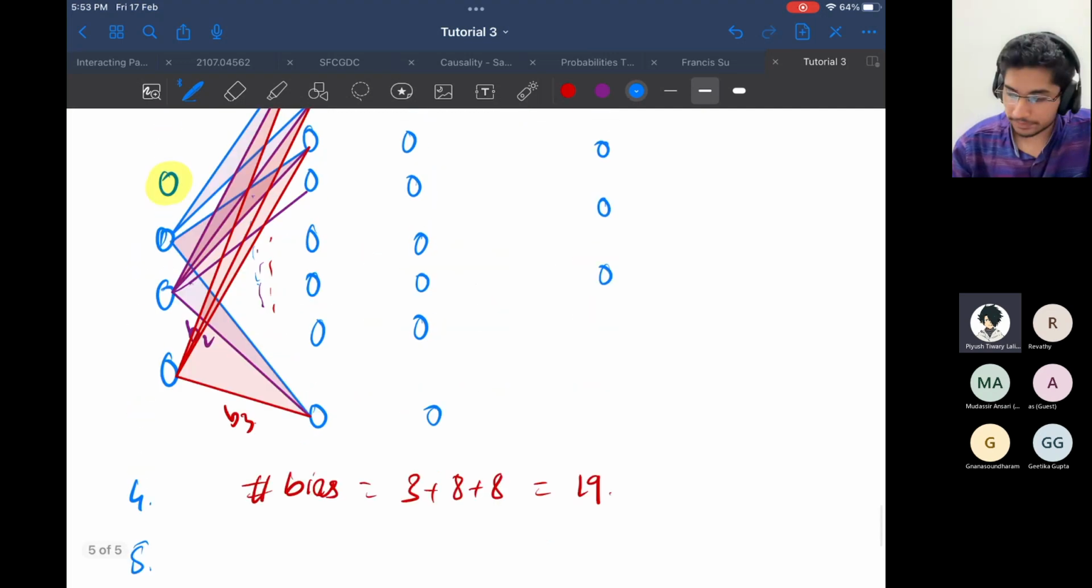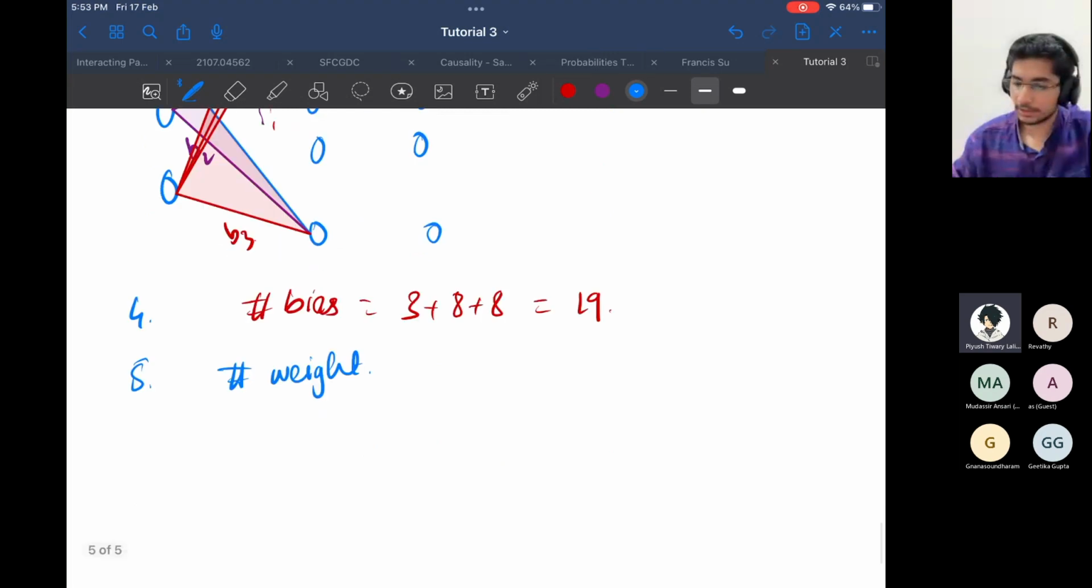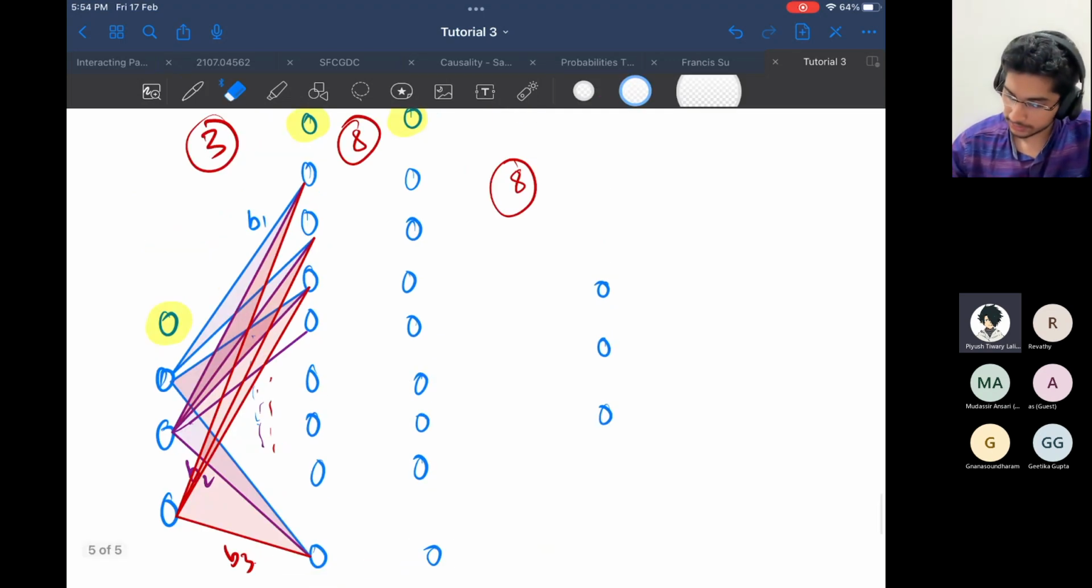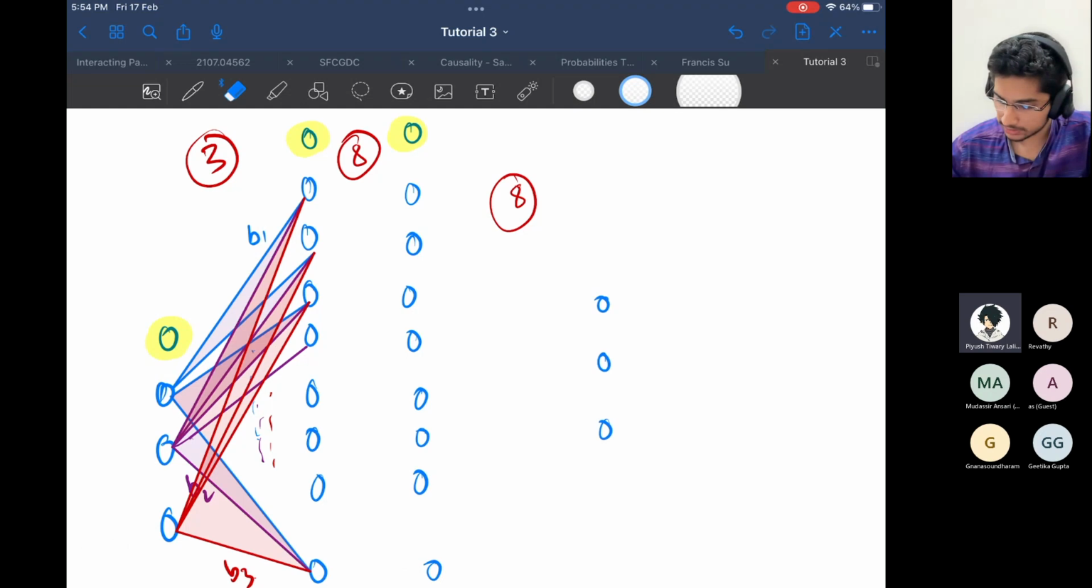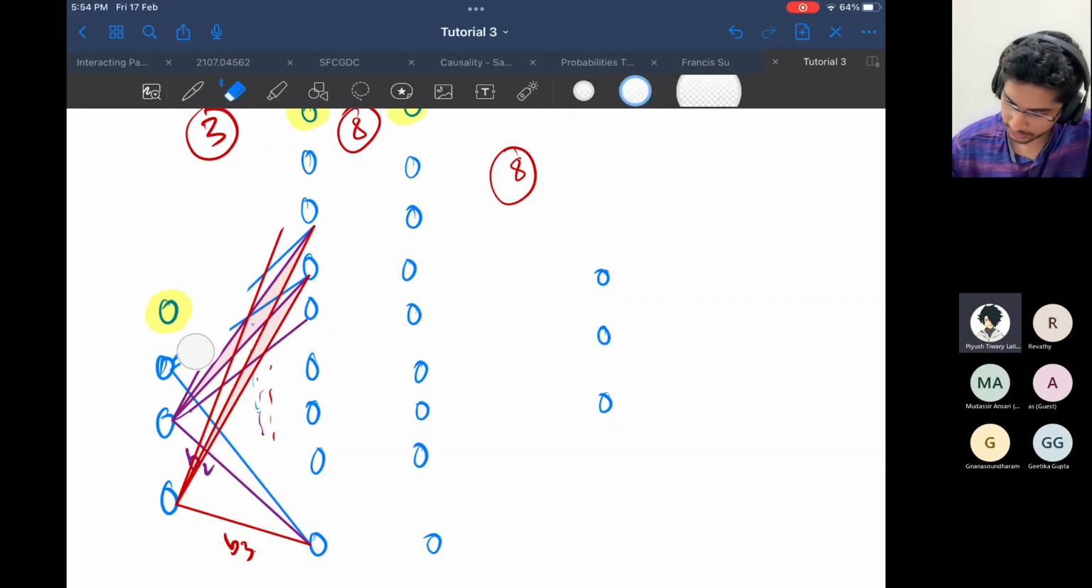The fifth question asks you the number of weight parameters. How many weight parameters are there? Let me erase this thing. Do I need to erase this? Yeah, I think I will have to erase this. How do I erase it? Let me try.